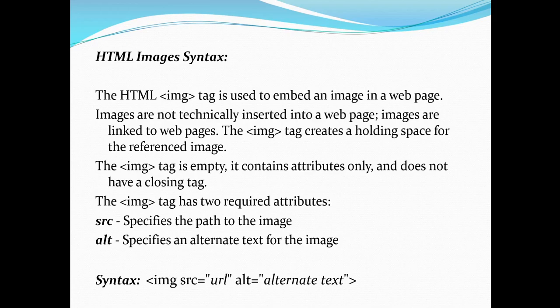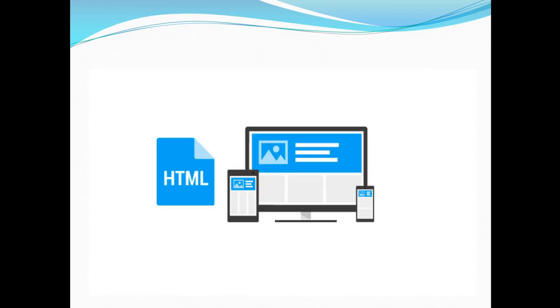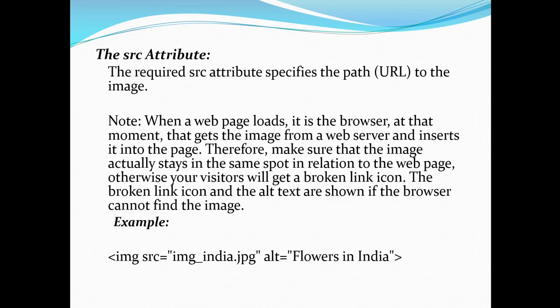So what are the attributes in HTML? The HTML image tag has src, which specifies the path of the image, where the image is and what the name of that file is, and alt, the alternate text. If your image is not getting displayed, this is the text that should be visible on the screen. So we write img src, we put the URL, and in alt we put the alternate text. This is how HTML images work.